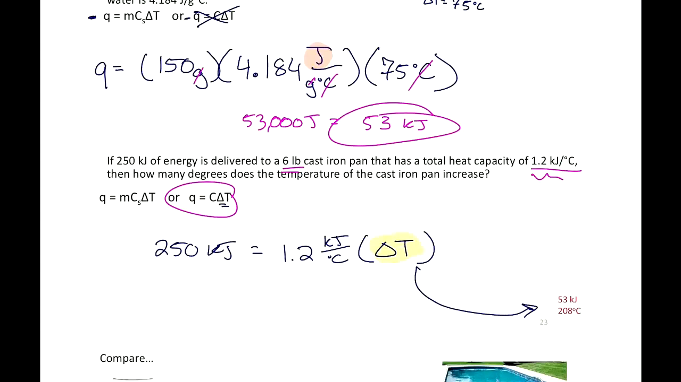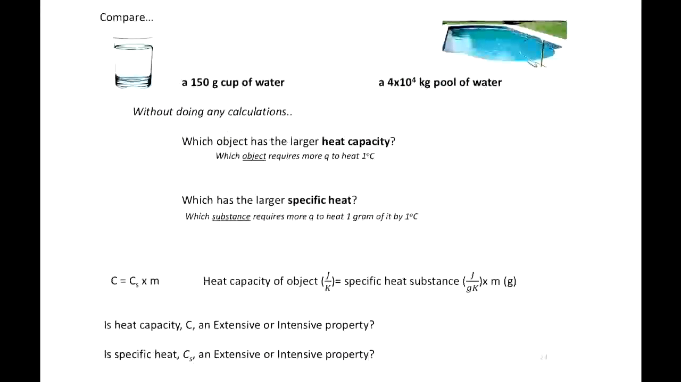All right, so let's do some more conceptual things. Let's compare without doing any calculations. Which object, a cup of water or a pool of water, has the larger heat capacity? The pool of water, yeah. So really what I'm asking is which object requires more Q, more heat, to raise it 1 degree Celsius? Is it the whole pool or the cup of water? In this case, the whole pool. It's going to take a lot more energy to raise it a degree.